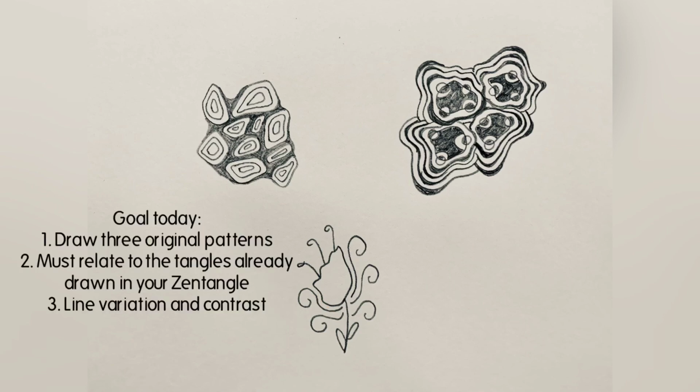Today, your assignment is to create 3 original patterns. These patterns should relate to the tangles that already are in your Zentangle drawing to help unify the work. And these patterns should show line variation and good contrast by having lots of black added into it in the appropriate places.